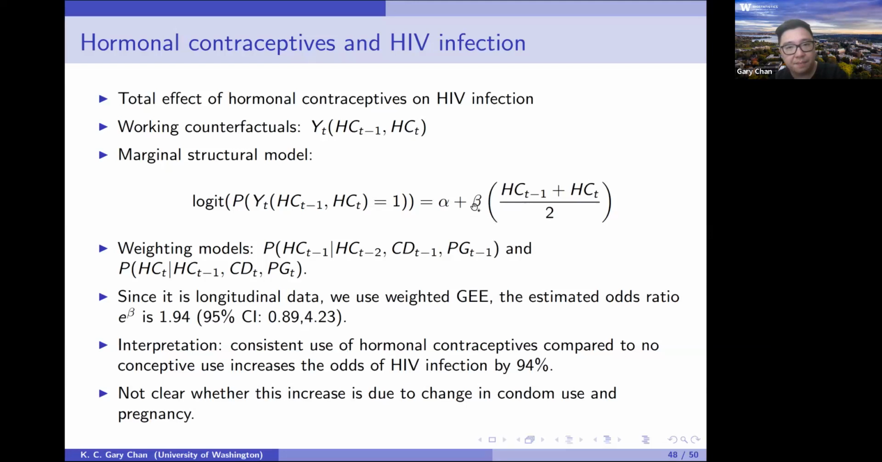Now, because we have working counterfactuals with two variables, we want to consider randomization of these two variables. Randomization of HC T minus one removes errors from hormonal contraceptive use in two periods prior, and then condom use, and then pregnancy. So it removes three errors. Then we want to consider weighting models that include these three variables that also remove the three errors.